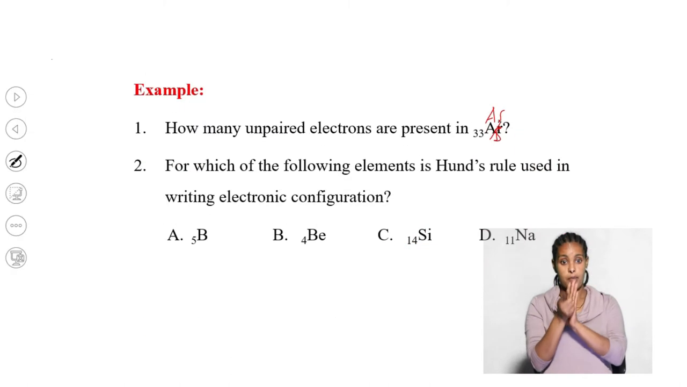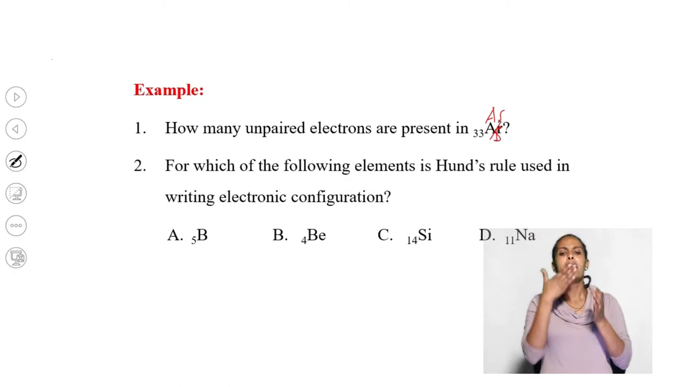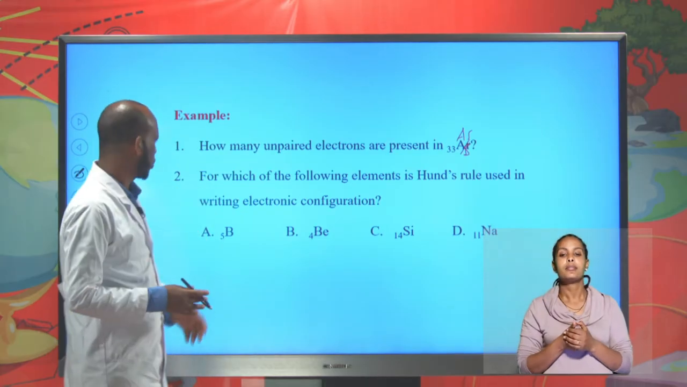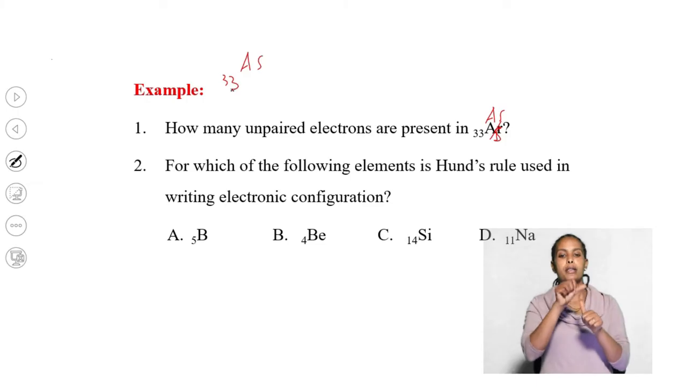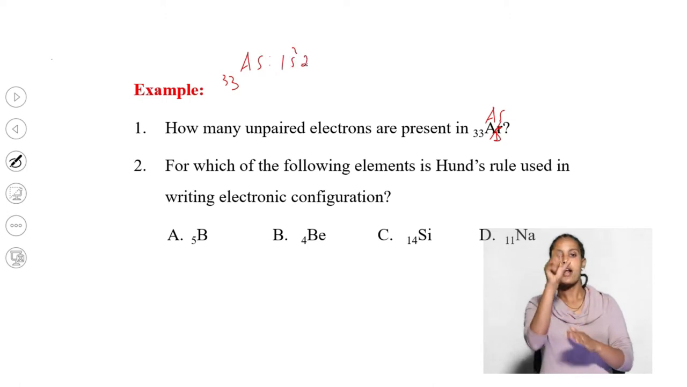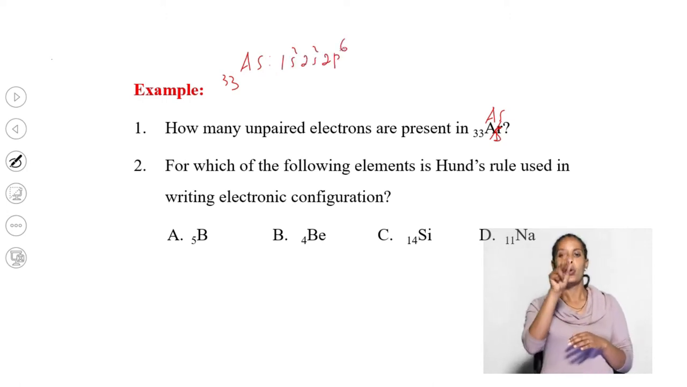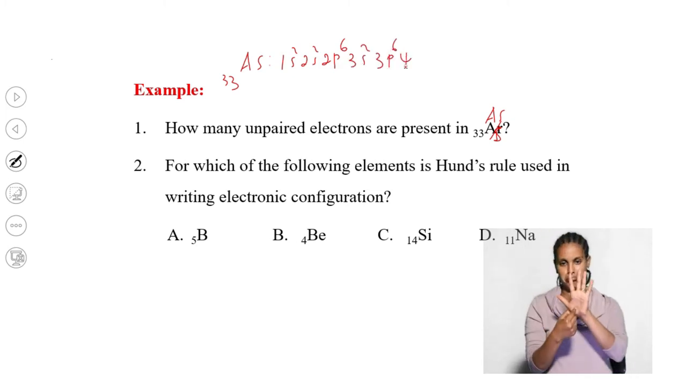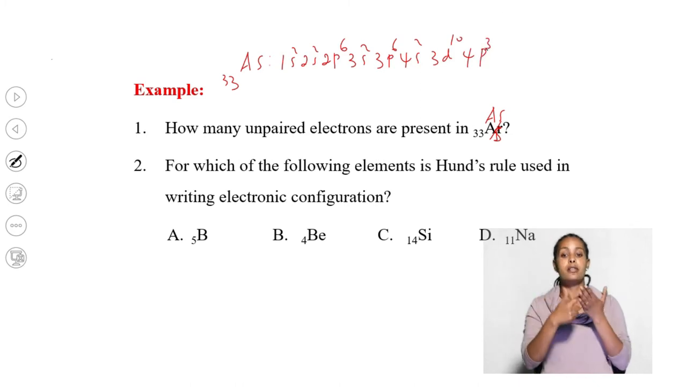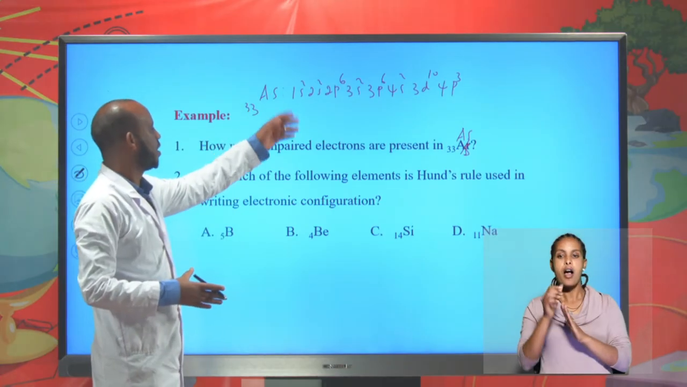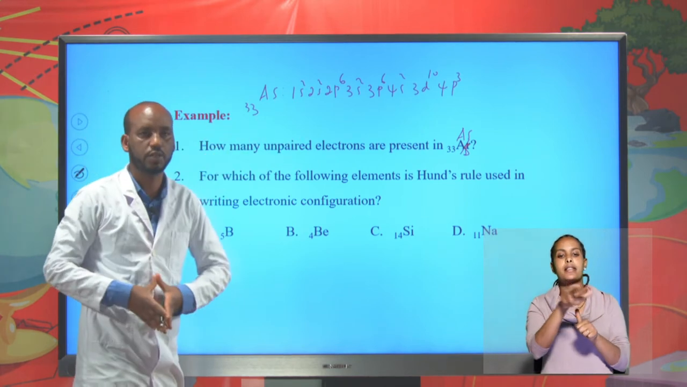For example, how many unpaired electrons are present in arsenic with atomic number 33? Let us do it together. The electronic configuration of arsenic with atomic number 33 is 1s2, 2s2, 2p6, 3s2, 3p6, 4s2, 3d10, 4p3.